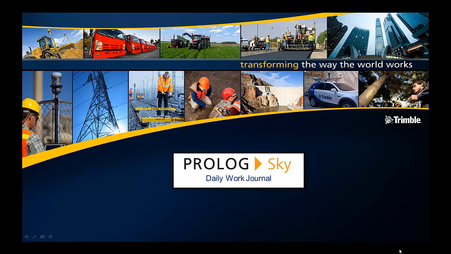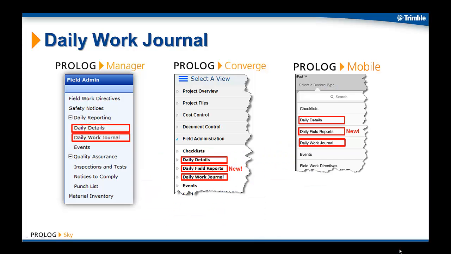Welcome to our training video on how to use the daily work journal features of Prolog. Within Prolog, there are two forms that many of you may already be familiar with. There's the daily details and the daily work journal. Both of these have been around since Prolog's beginnings, but with the introduction of Prolog Converge and Prolog Mobile, there's a third form that's been added to help you better track and manage your project's daily work activity.